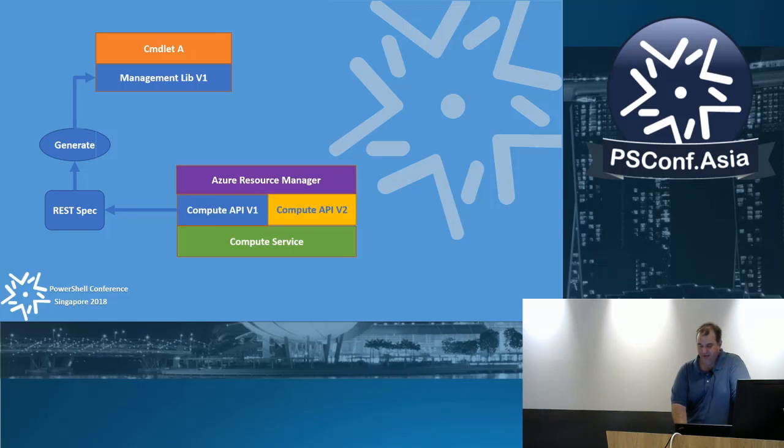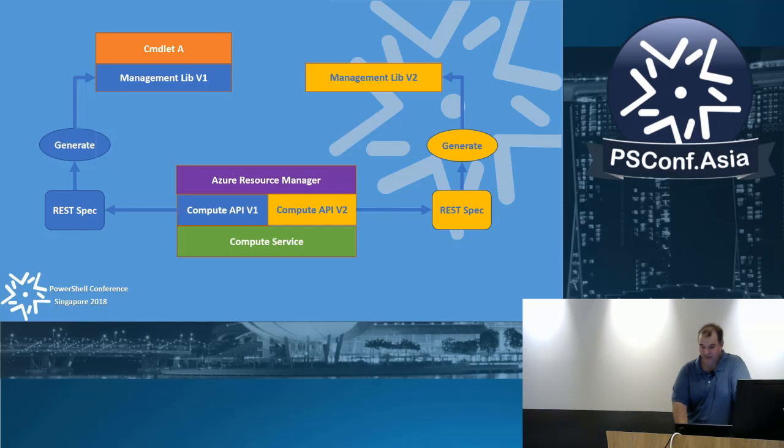Now, as time goes on, Compute adds some new features, and they have another version of their API, which exists side by side with the previous one. So there's a new version of the REST spec. We again generate a management library, and we can write a commandlet on top of that. And basically, Azure Resource Manager, as we execute commandlets, knows based on the management library that it has to route this one to Compute API v1, and this one to Compute API v2.